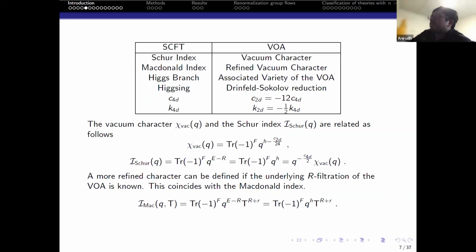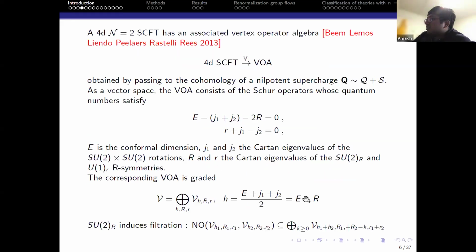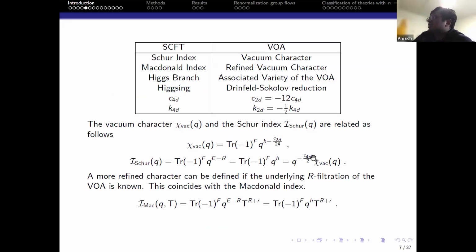So I'm showing you just a quick dictionary between the SCFT and the VOAs. In this case, the Schur index of this SCFT is equal to the vacuum character of the VOA. For example, the Schur index is a trace over this quantity, and the vacuum character is a trace over this quantity. And using the relation I showed on the last slide, which is that H is E minus R, you can show that it's basically the same thing if you compute it.